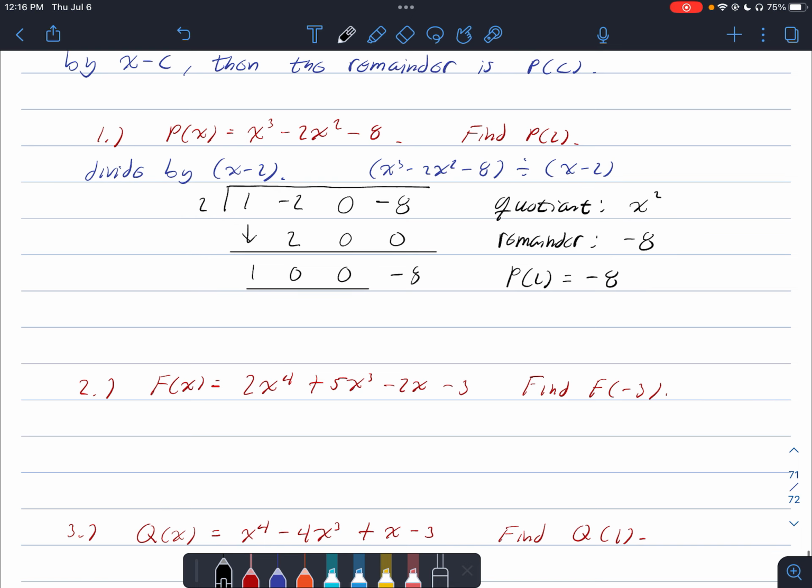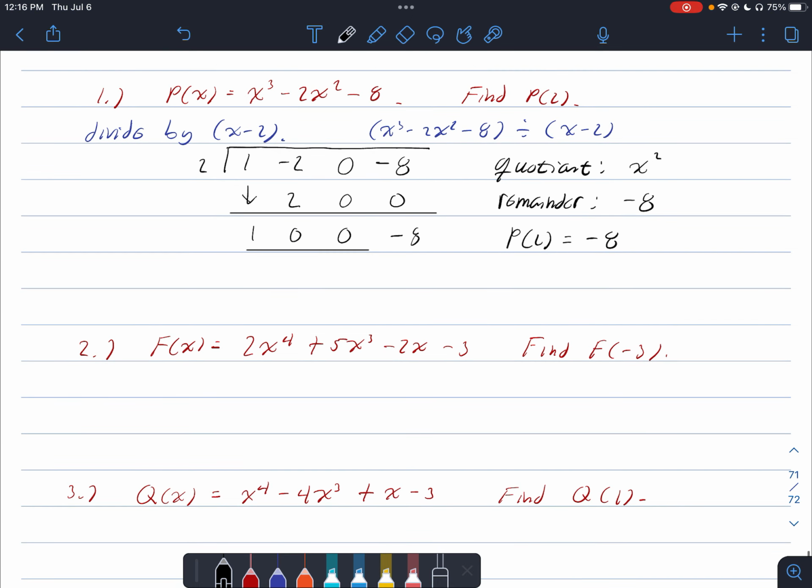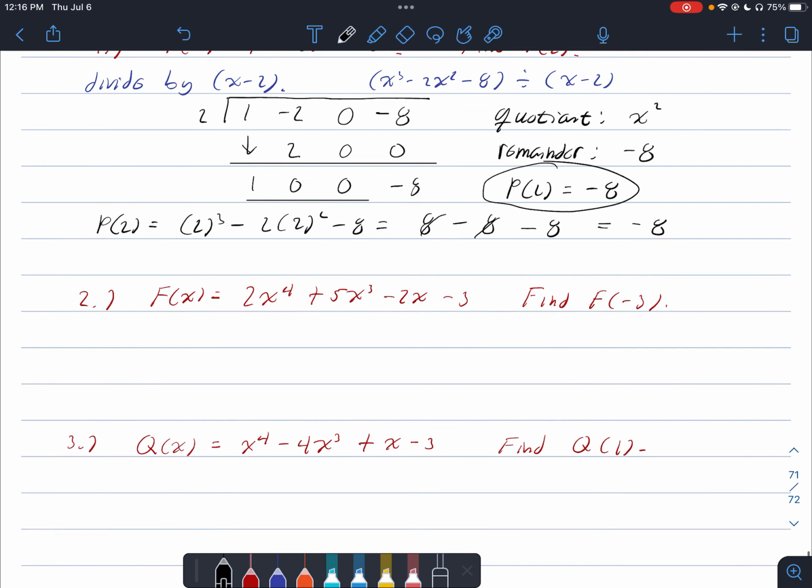And let's just confirm that this is right. If we plug in 2 for p of x, p of 2 is going to be 2 to the third minus 2 times 2 squared minus 8. 2 to the third is 8. Then we have 2 times 2 squared, or 2 times 4, which is 8. And then minus 8 again. So 8 minus 8 is 0. These cancel out, and we get minus 8 for our final answer. So this does in fact work. You can divide a polynomial by x minus whatever number you want to evaluate it at, and the remainder is going to be your answer.